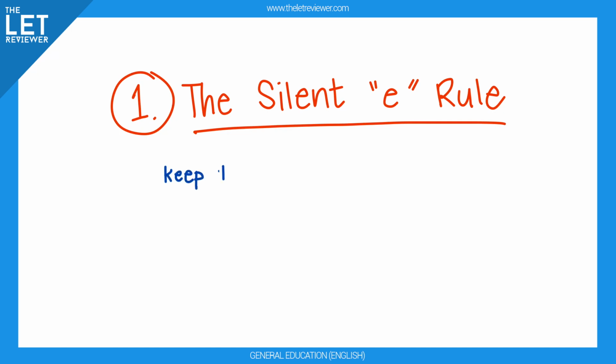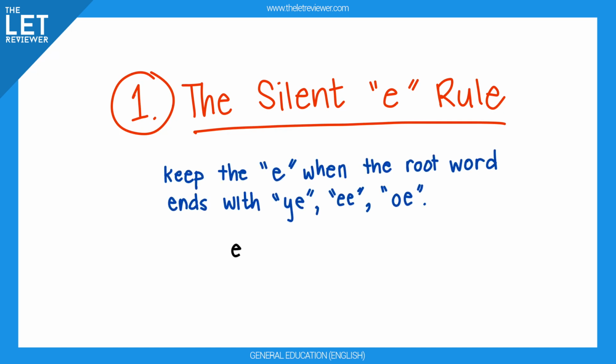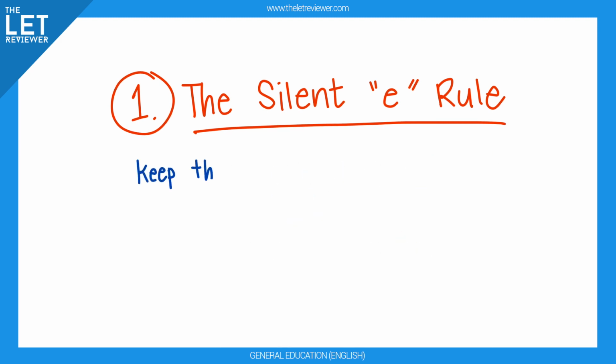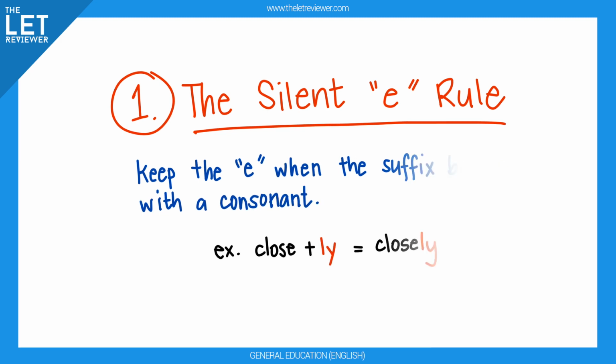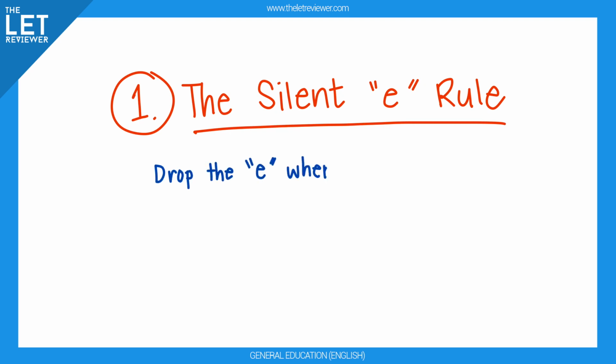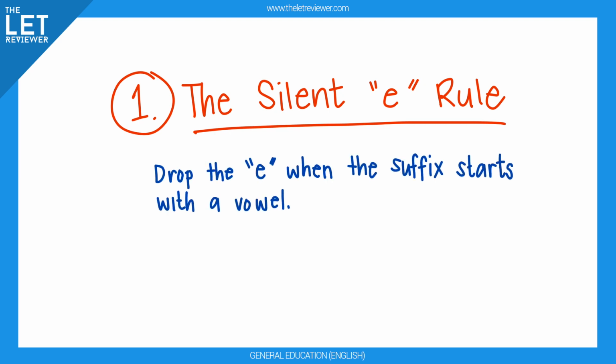You can also keep the E if the word ends with YE, EE, or OE. Keep the silent E if the suffix begins with a consonant, but drop the E if the suffix begins with a vowel.